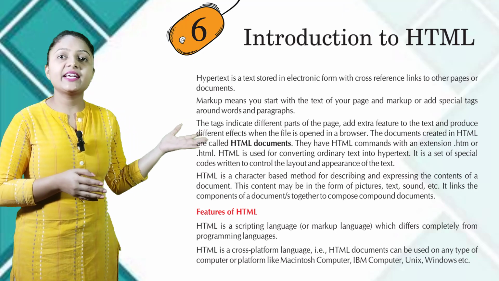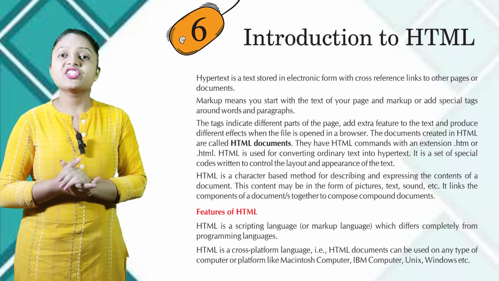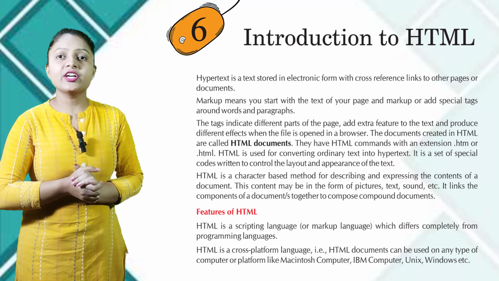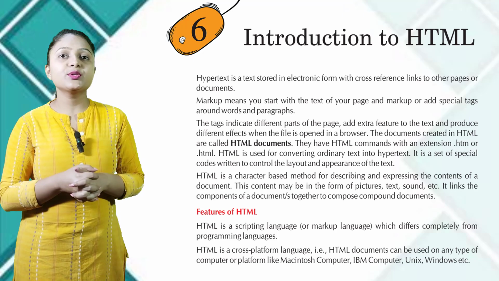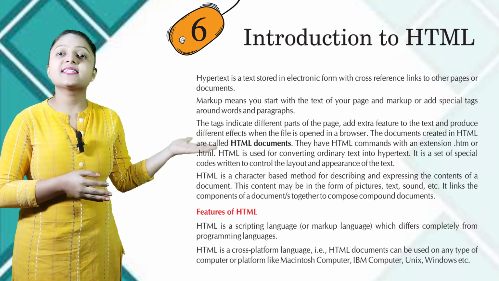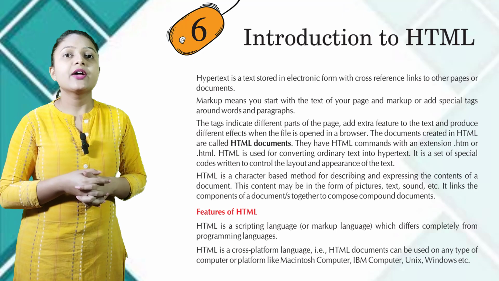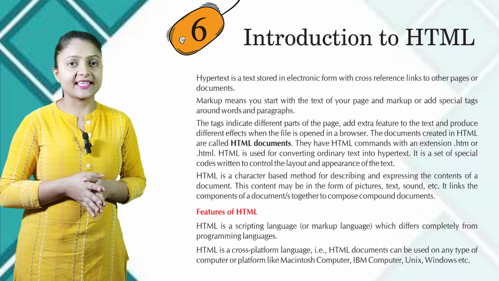The documents created in HTML are called HTML documents. They have HTML commands with an extension .htm or .html. HTML is used for converting ordinary text into hypertext. It is a set of special codes written to control the layout and appearance of the text.